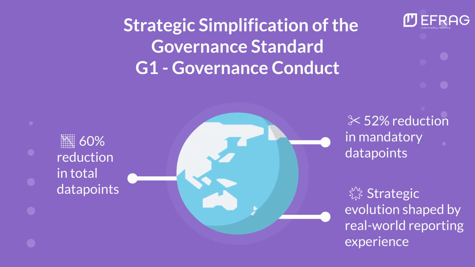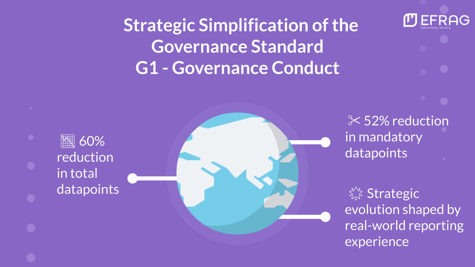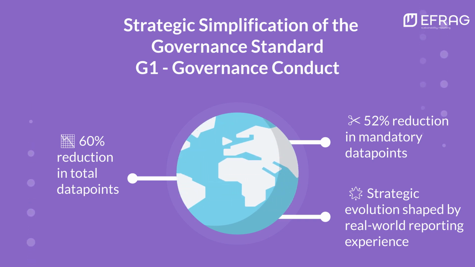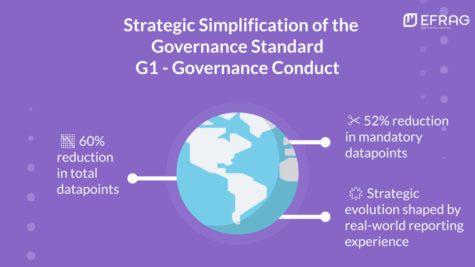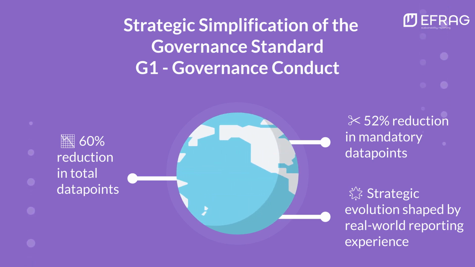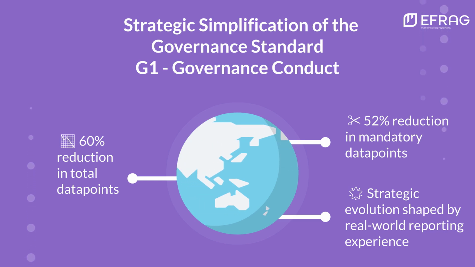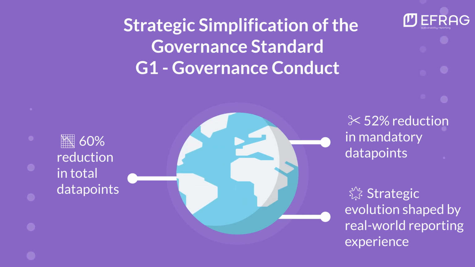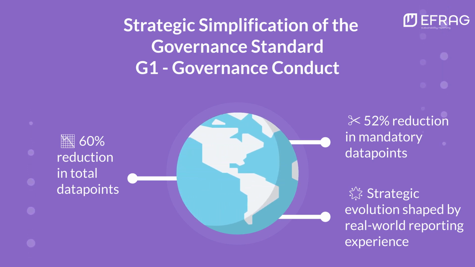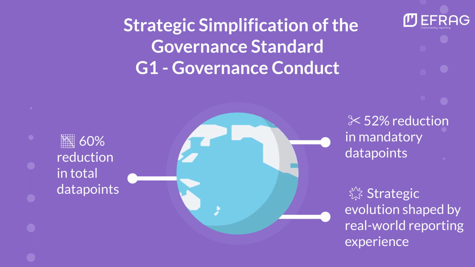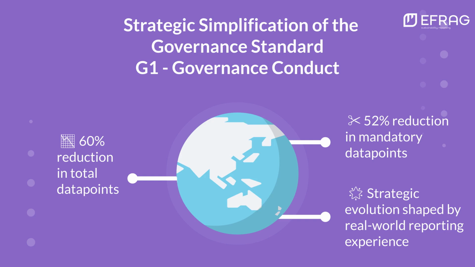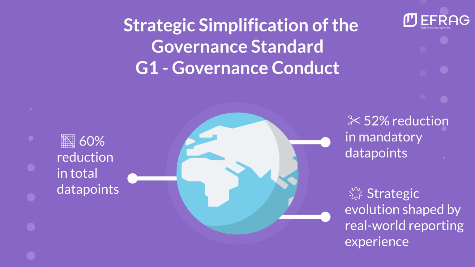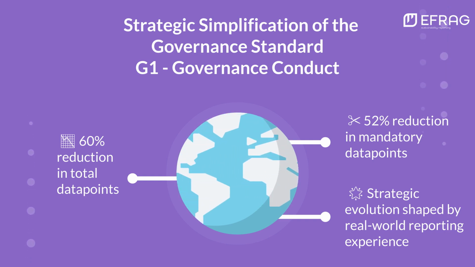Taken all together, what's the impact of the revised ESRS G1 business conduct? Overall, a reduction of 60% in the number of data points has been achieved for this standard. This statistic includes a 52% reduction of mandatory data points. These updates are more than just technical tweaks. They mark a strategic evolution shaped by real-world experience from the first wave of sustainability reporting.